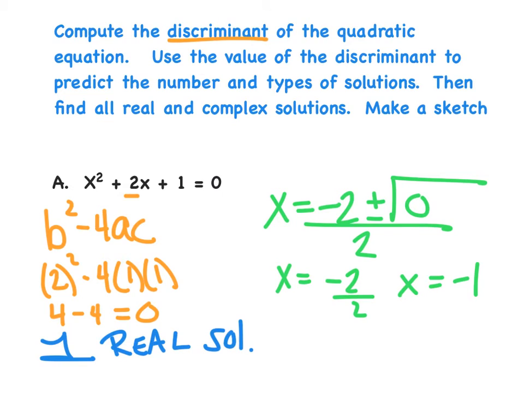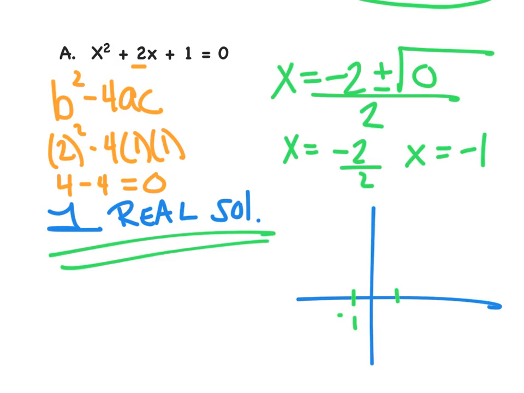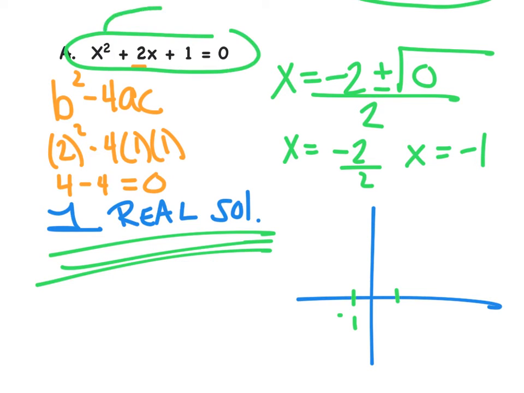The last part now says make a sketch. We're going to do this without a calculator. Think about what you just found. The solution, where the graph crosses the x-axis, is at -1, and it only hits once. There is only one real solution. We know it's a parabola. We know the parabola opens upward because that's a positive x squared, and we know it's only hitting this point once. So our graph should look like this.